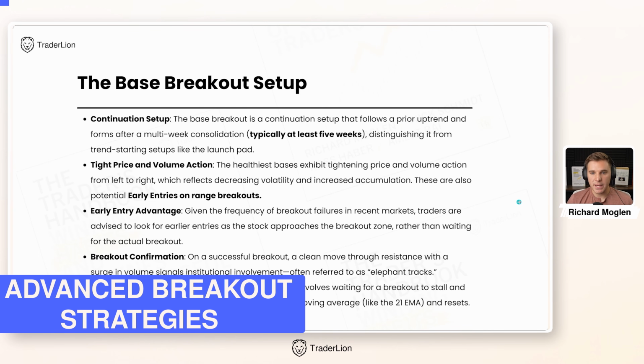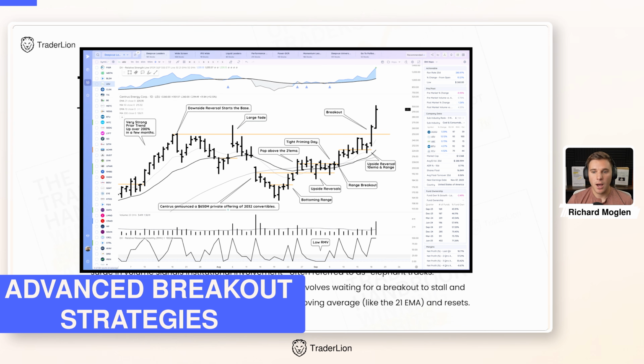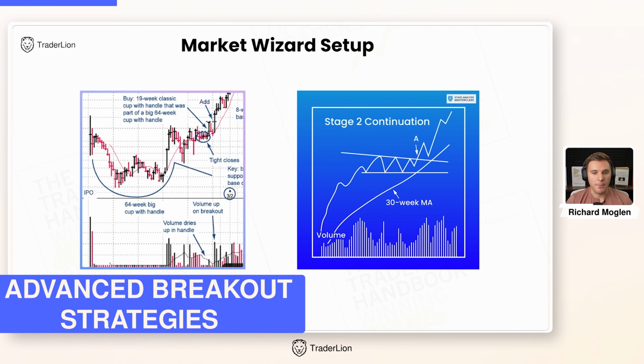So what is the base breakout setup? The base breakout setup is a continuation setup, which is basically one that follows a prior uptrend and forms a multi-week consolidation, typically at least 5 weeks, distinguishing it from trend starting setups like the launch pad or more significant moves off the bottom. This is a setup that market wizards throughout history have traded variations of.